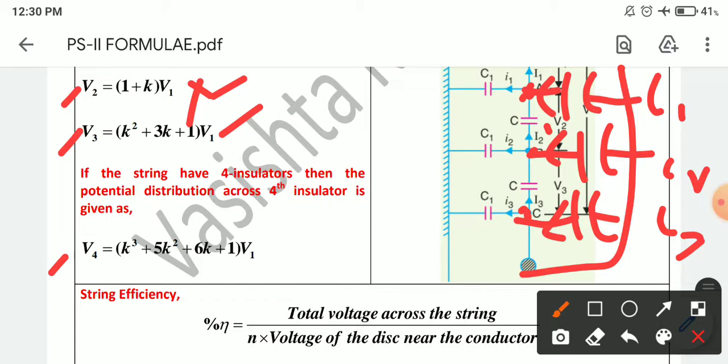That can be done better by using a problem. In the problem itself, by direct substitution, we get the complete answer. We don't have any separate formulas for V2, V3 and V4 in the guard ring method. After being given the problem, we apply KCL in the problem itself, put in the values, directly substitute them, and solve for the potential distribution and further the string efficiency.